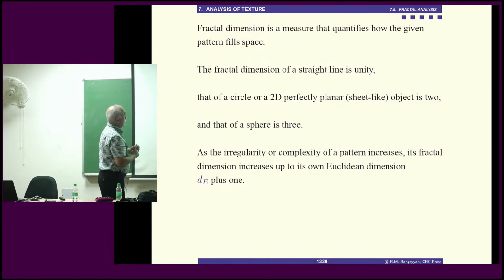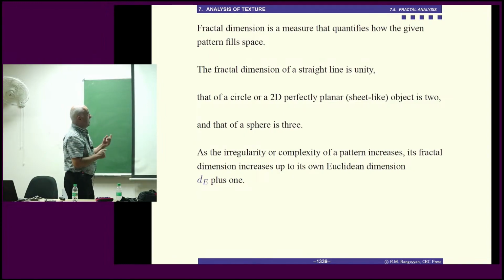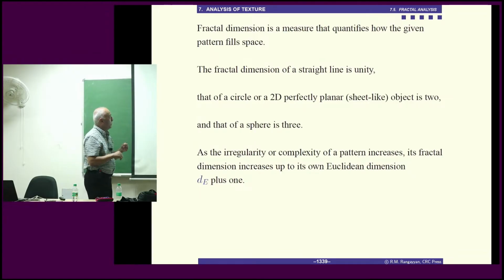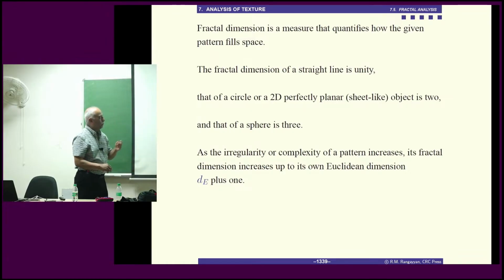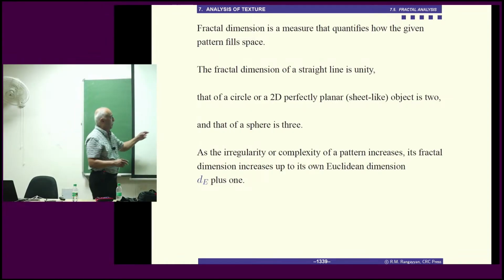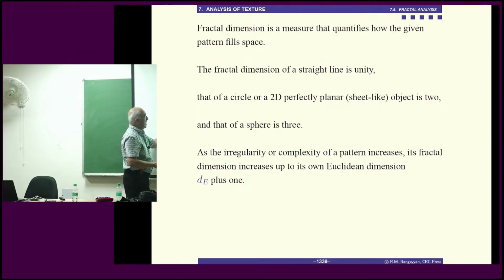The fractal dimension of a straight line is unity. That of a circle or a 2D perfectly planar sheet-like object is 2. That of a sphere is 3. But as the irregularity or complexity of the pattern increases, the fractal dimension increases up to its own Euclidean dimension plus 1.